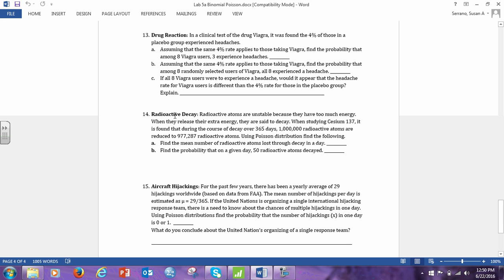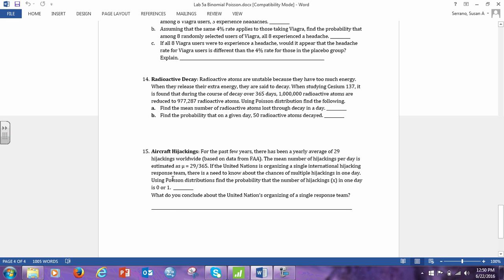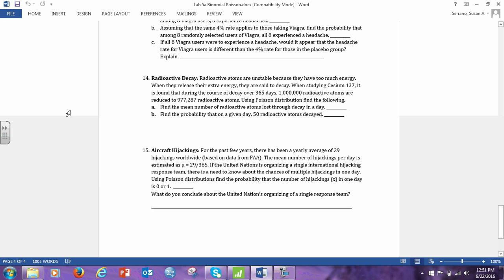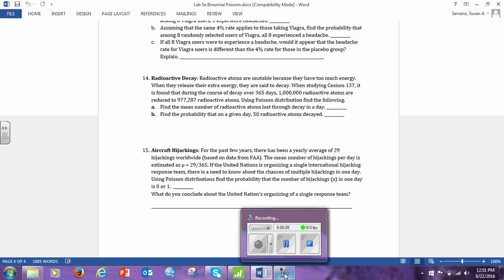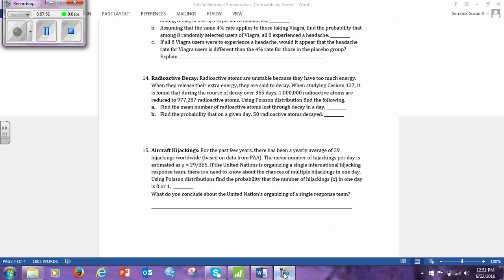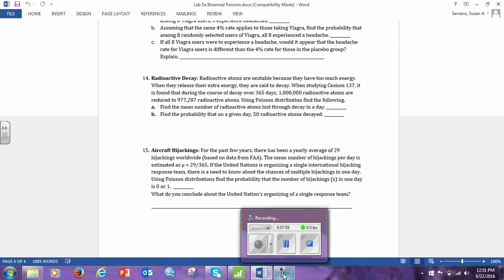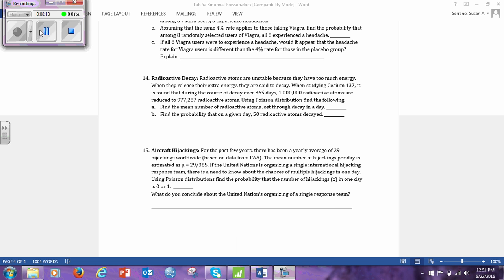Number 14 is using the Poisson distribution, and so is 15. Okay, so we need to look at the Poisson distribution, and the first thing we need to do is look at finding the mean. Okay, I'm going to pause for just a second, and then we're going to work on Poisson.